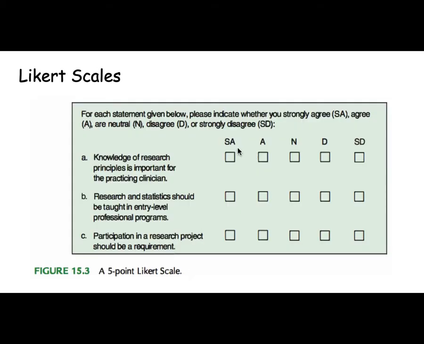So this is a Likert scale. These are very common in questionnaires, and the Likert scale is the collection of all three of these. A Likert item is any single one of these, A, B, or C.